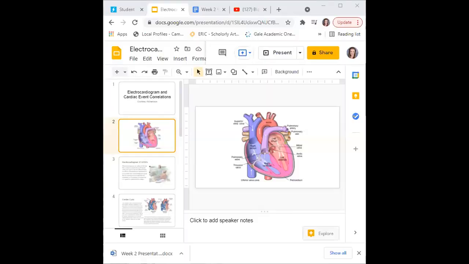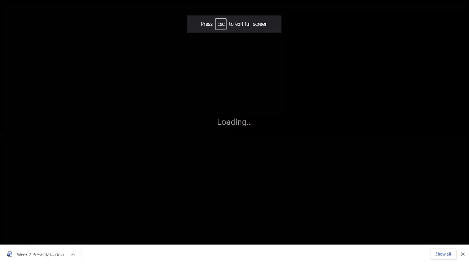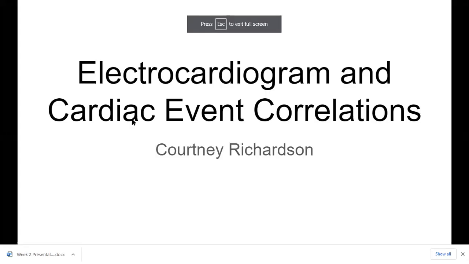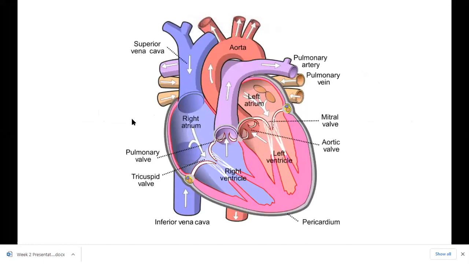Hello, my name is Courtney Richardson, and I'm going to be doing a presentation on electrocardiograms and the cardiac event correlations. So let's first go over the general anatomy of the heart.